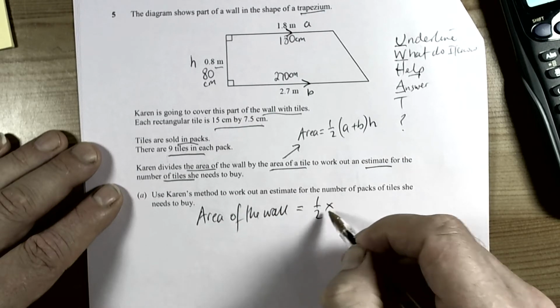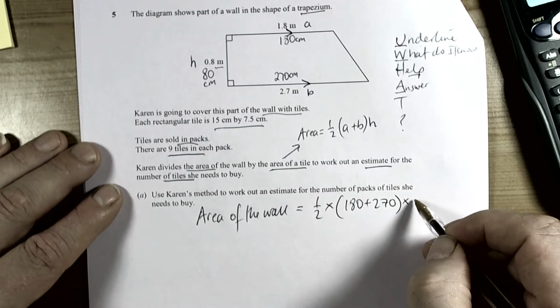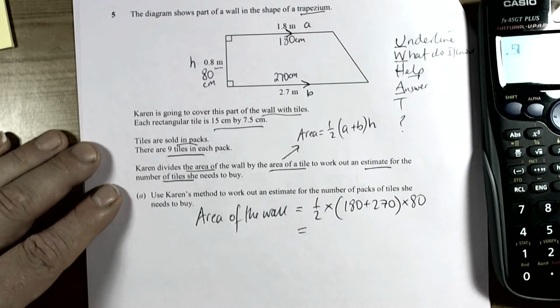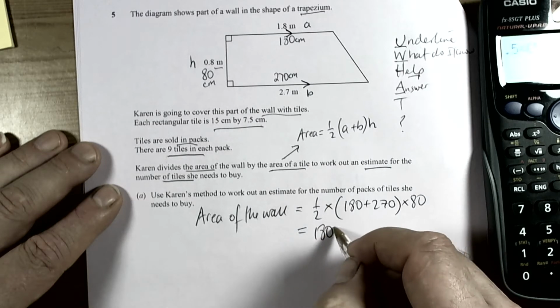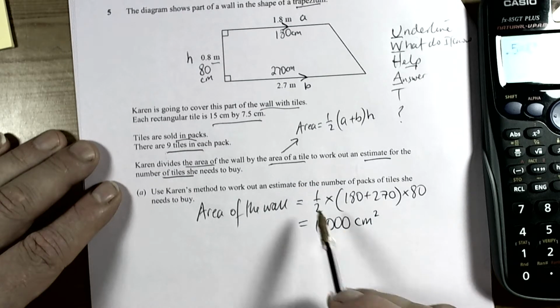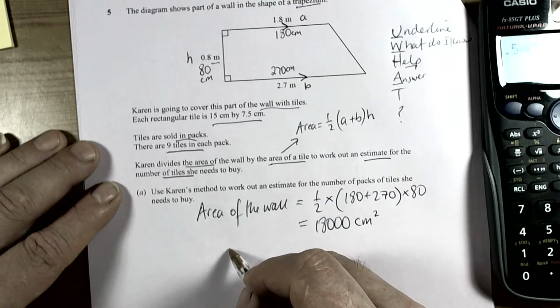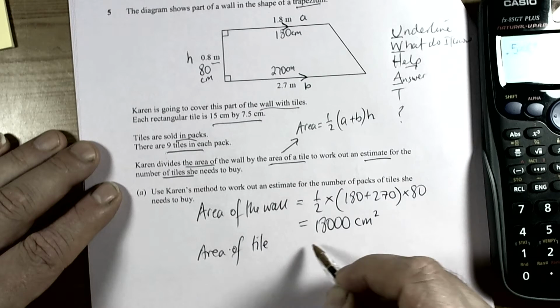is equal to a half times 180 plus 270 times 80. So 0.5 times bracket 180 plus 270 close bracket times 80 equals, so 18,000 square centimetres, because the question is about centimetres. It's telling us the rectangular tile is of this length, so area of tile, again 5 mark question, so tell the examiner clearly what you're doing.